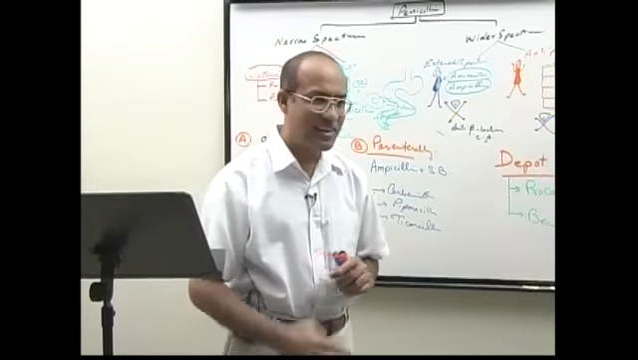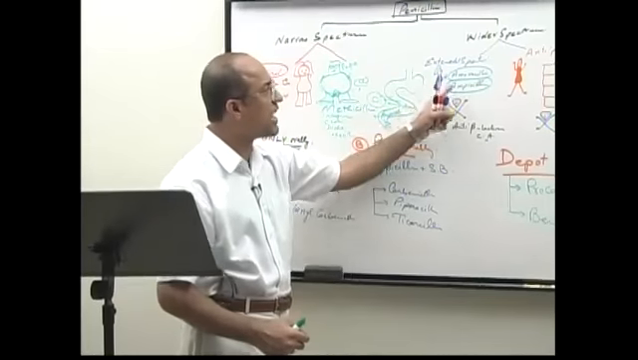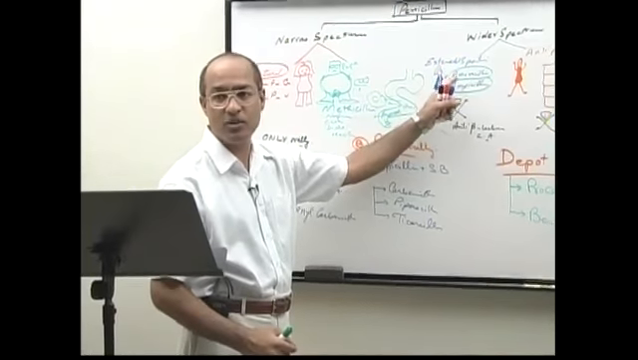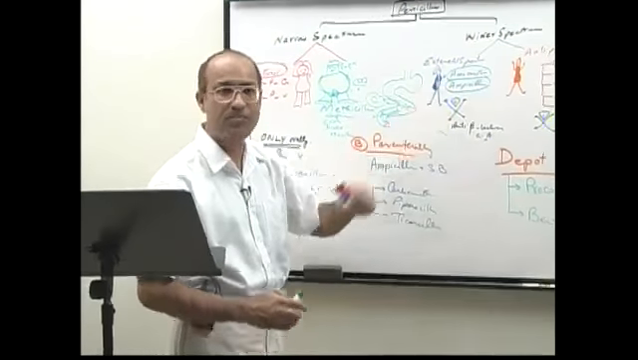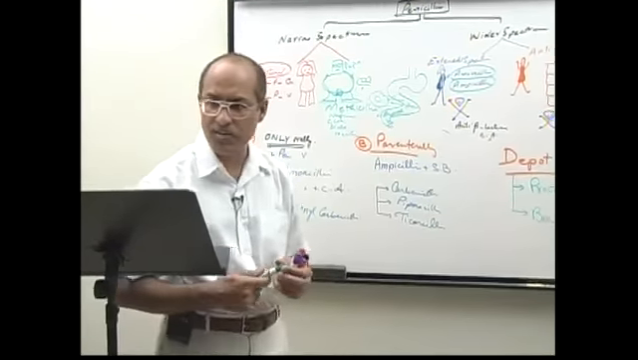So you understand? Both of these antibiotics, amoxicillin and ampicillin, have advantages and disadvantages. This has a good absorption from GIT, this has poor absorption from GIT. Any question up to this?